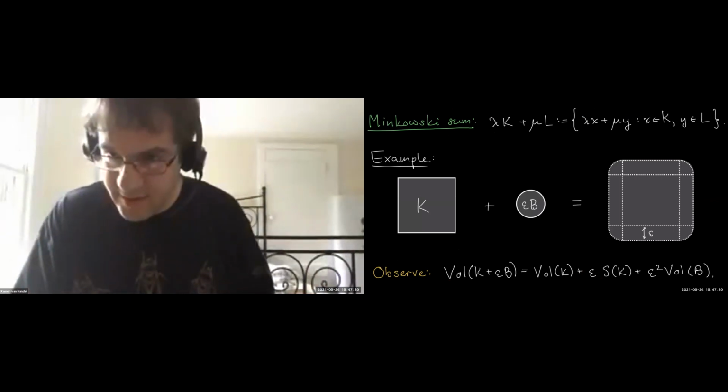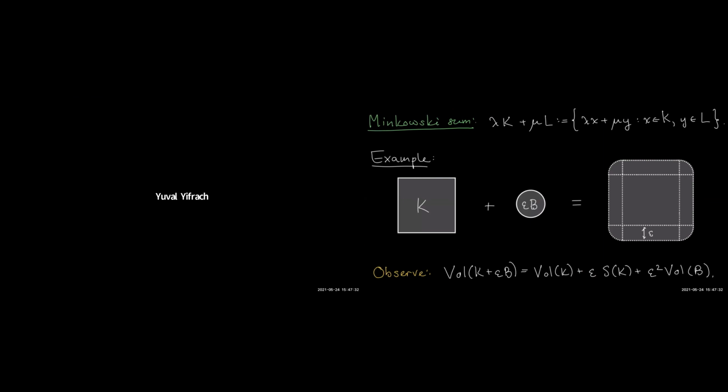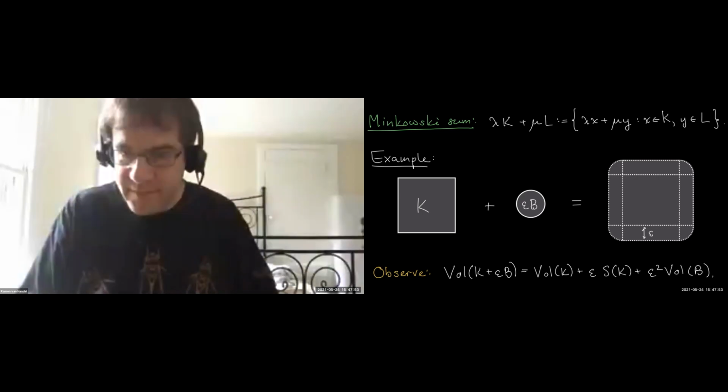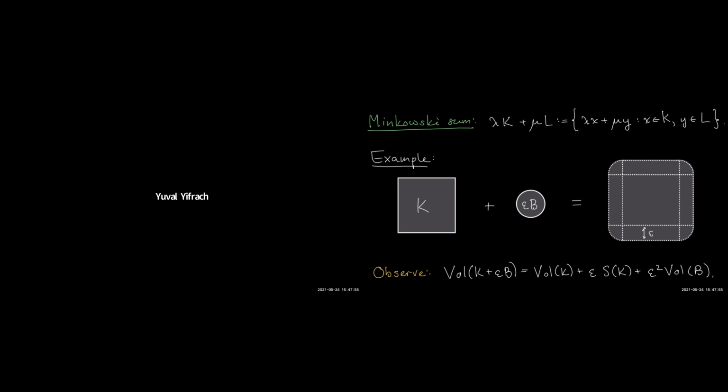Right? Yeah, and just to point out that if K and L are invariant, like if K is the same as minus K and L is the same as minus L, then you may just as well take positive lambda and mu, because if they're negative, then it's the same thing, right? It's the same set, like minus lambda K is the same as lambda K if K is minus K invariant.